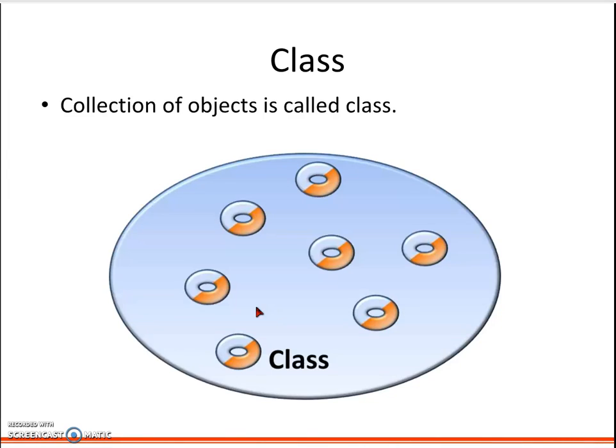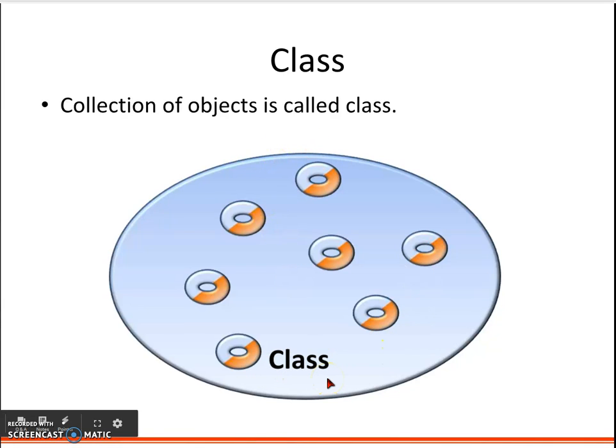Next one is a class. A class is a collection of objects. For example, if we say ball is an object, then a collection of 10 balls is a ball class. See here, this is one object. A collection of the same kind of object is called a class.